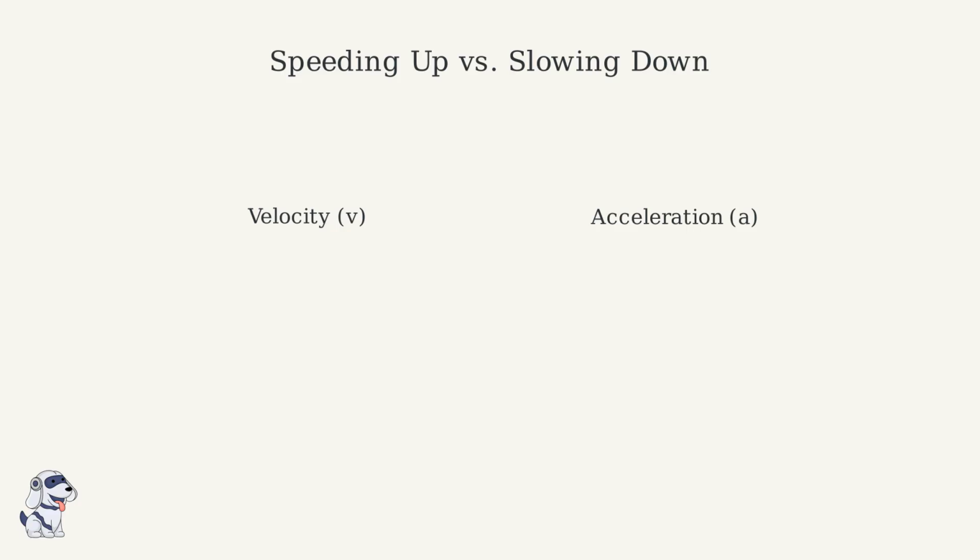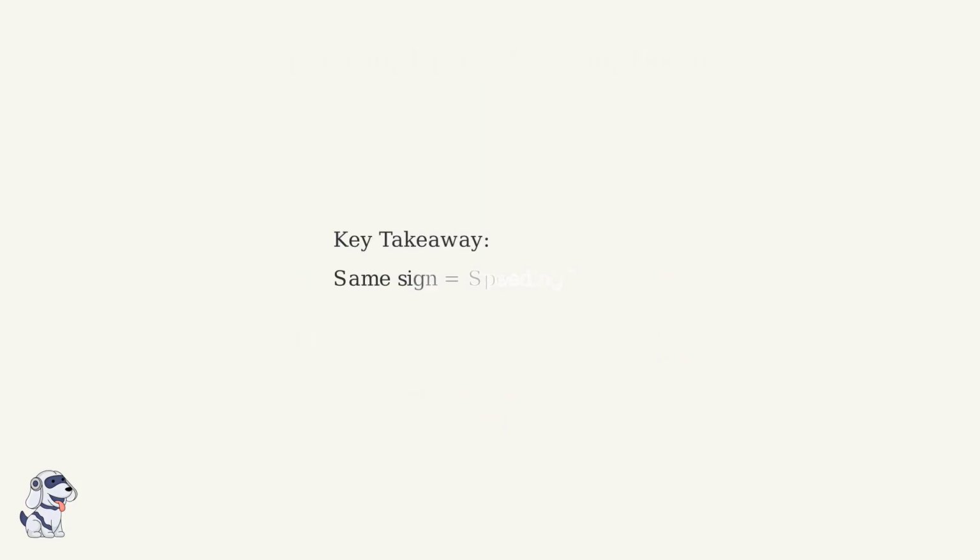To figure out if a particle is speeding up or slowing down, we look at the signs of velocity and acceleration. If they have the same sign, both positive or both negative, the object is speeding up. If the signs are opposite, they are working against each other, meaning the object is slowing down. Remember, it is all about whether they are pulling in the same direction or fighting each other.